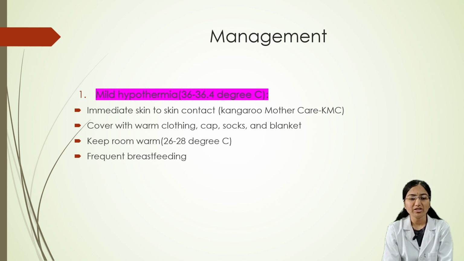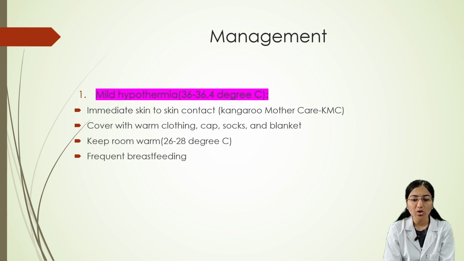First we'll see how to manage mild hypothermia. Mild hypothermia is 36 to 36.4 degrees Celsius. The first point is immediate skin to skin contact, that is kangaroo mother care, KMC. Then cover with warm clothing, cap, socks and blanket. After that keep the room warm. And frequent breastfeeding is a must. This is all about mild hypothermia.